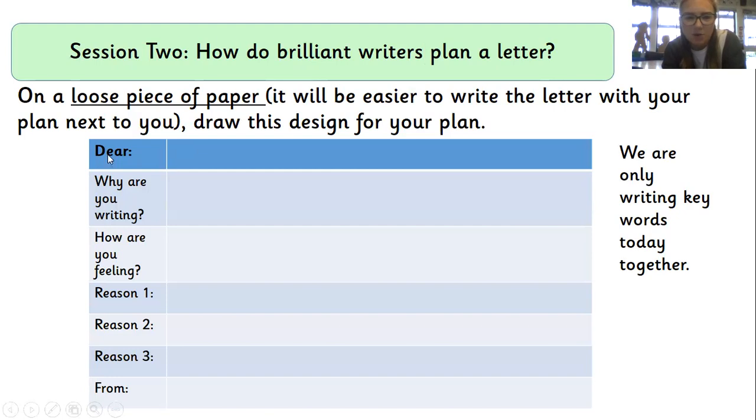So the first box, hopefully you can see my mouse, it says dear. This is who you're going to be writing to. Then it says, why are you writing? How are you feeling? And I've given 3 reasons there. Okay. You might want to do more, or you might want to do only 2. It's completely up to you.